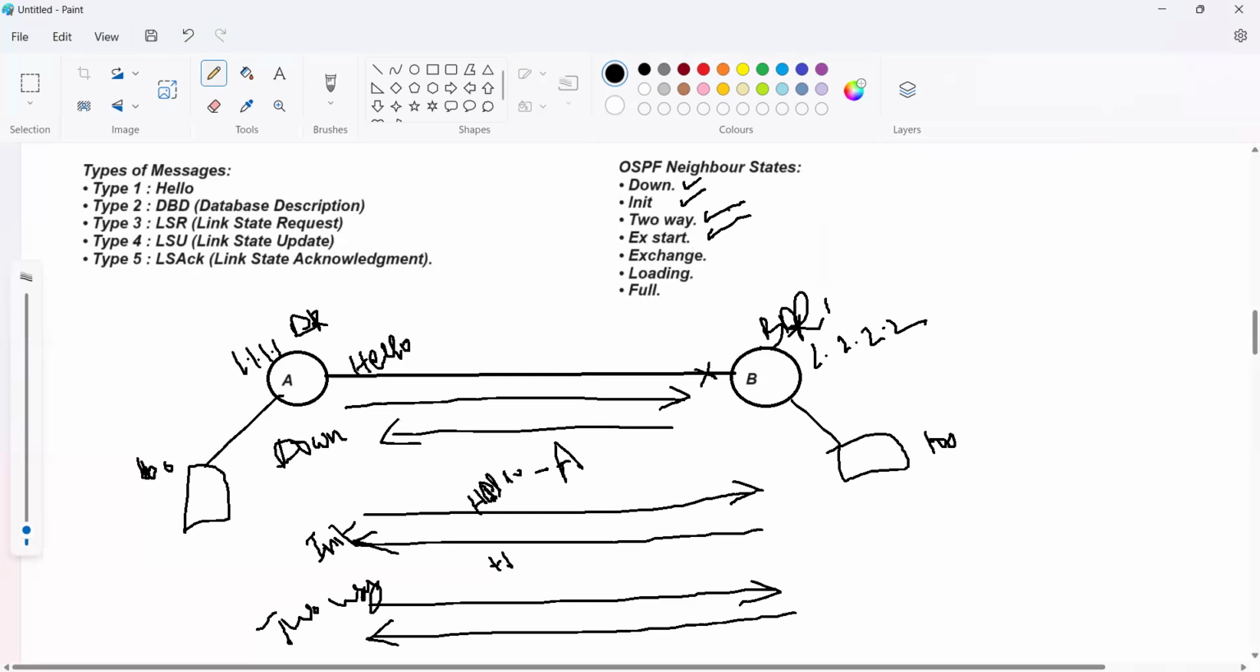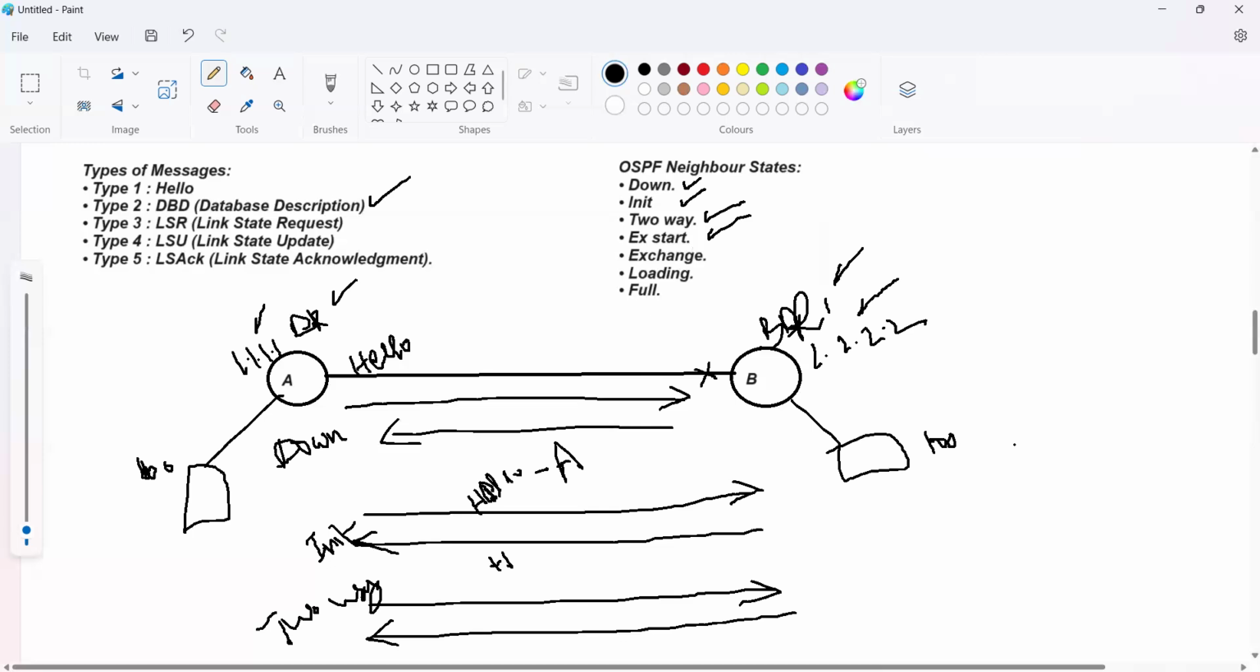In this two-way state, they form the neighborship. Apart from that, they are sending whichever router ID they have. This router has router ID 1.1.1.1 and this router has router ID 2.2.2.2. They are exchanging the information, that is database description. In ExStart state, they elect which one is the DR, which one is the BDR.